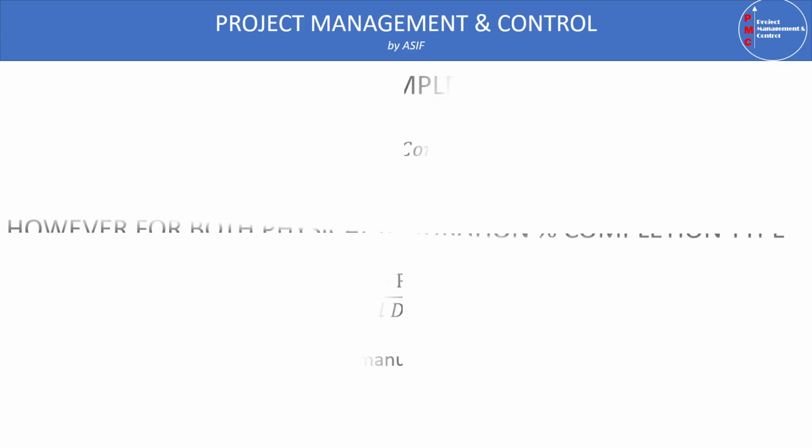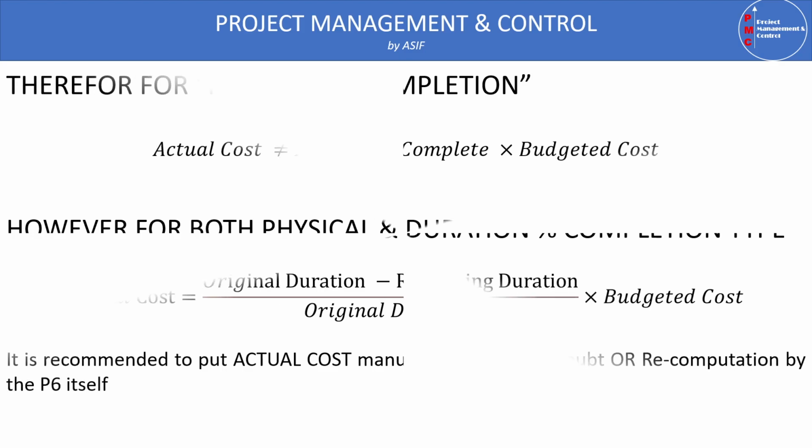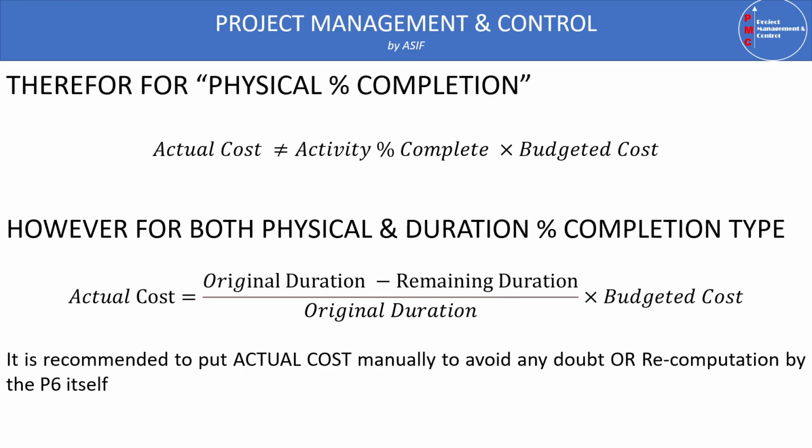So for the time being, if we go for the physical percent complete type, as we just discussed, the actual cost is not equal to the percent complete times the budgeted cost, but as with duration percent complete, the program computes actual cost based on the original and remaining duration: original duration minus remaining duration, divided by original duration, times the budgeted cost. But as we just discussed, it is recommended to put in actual cost manually to avoid any doubt or recomputation by P6 itself.